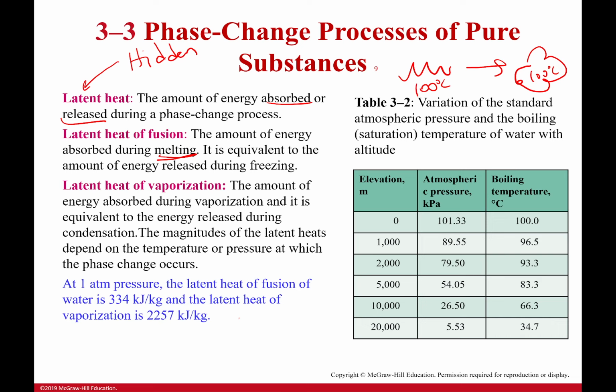Okay, so if you want to know how much it is, at 1 atmosphere pressure, which is not the pressure in the freon in your refrigerator, but at 1 atmosphere, just vaporizing takes 2,257 kilojoules of energy per kilogram. It takes quite a bit, and that much is released when it condenses.